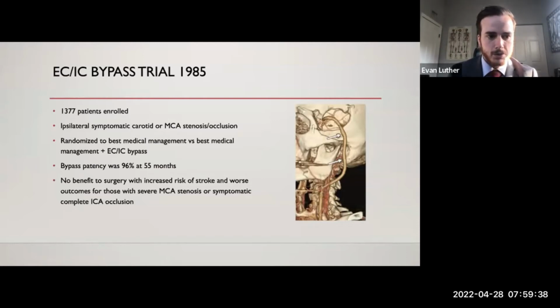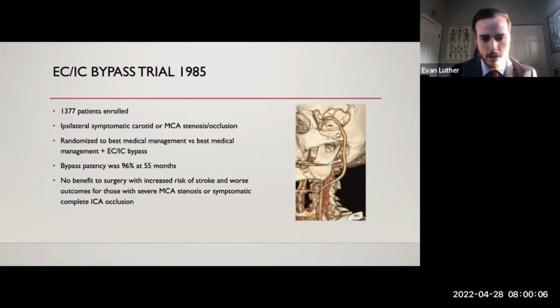There were close to 1,400 patients enrolled, which is a pretty large number for trials like this. The inclusion criteria was that they had to have an ipsilateral symptomatic carotid stenosis, or MCA stenosis, or an occlusion. So I think in general, this trial's inclusion criteria were relatively broad. These patients were randomized to either best medical management alone or best medical management plus ECIC bypass.